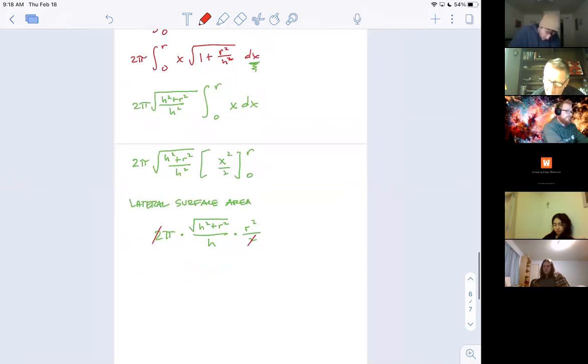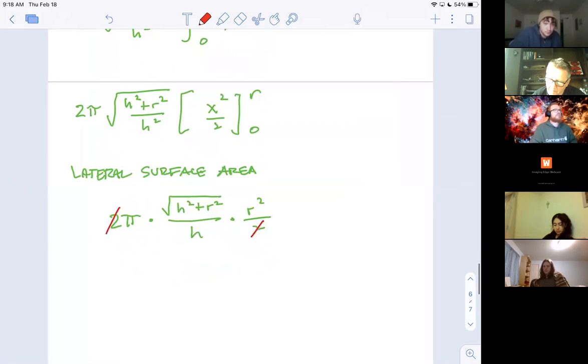Let's go ahead and finish it. I mean, maybe I screwed up. I don't know. We'll figure it out if we did. So those 2's cancel, and basically that's it. So I end up with pi r squared over h times the square root of h squared plus r squared. There's the formula, which is wrong.